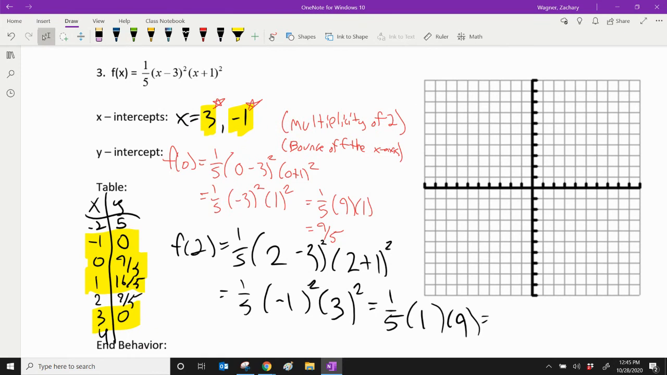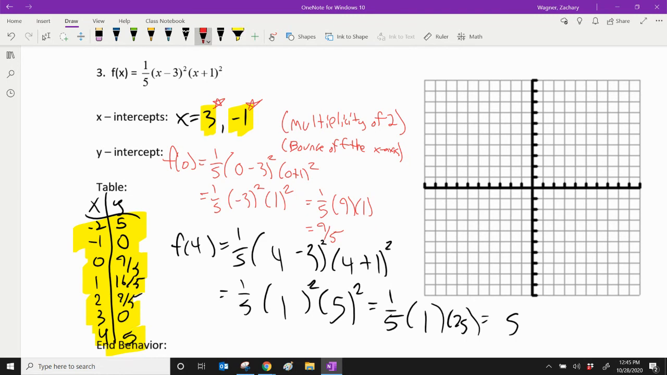Lastly, we're going to do f at 4, which will give us the same output. You'll notice most of these, they're not all symmetric, but they are commonly. 4 minus 3 is 1. 4 plus 1 is 5. 1 squared is 1. 5 squared is 25. 1/5 of 25 is 5. They're not always going to be this symmetric, but because this is an even function, it actually outputs it just like that.